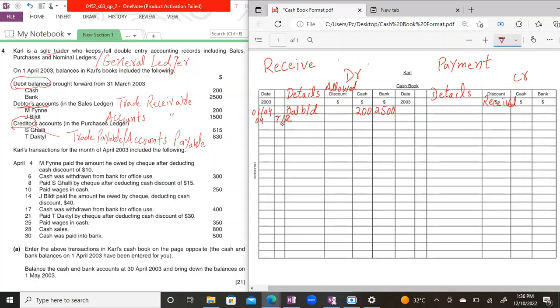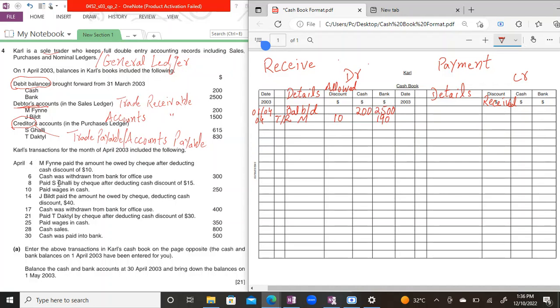So you write here trade receivable. Try to write the full trade receivable term in the exam. Trade receivable, I'm just writing his name as Mr. M, and he paid the amount he owed by check after deducting cash discount of 10. So discount value is $10, and we have received a check from him, and the remaining amount is $190. So you write here in the bank column.